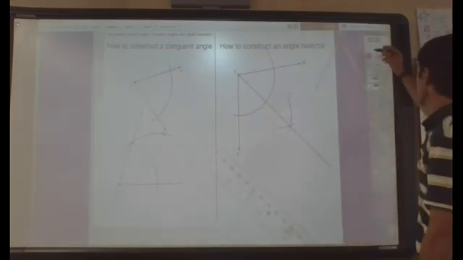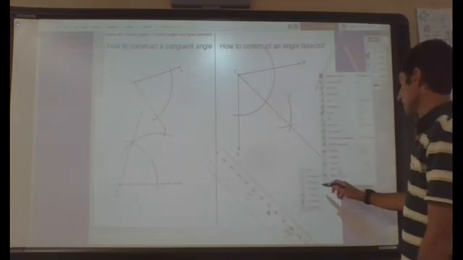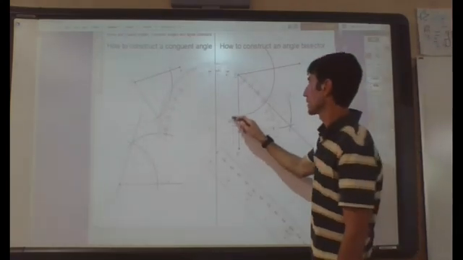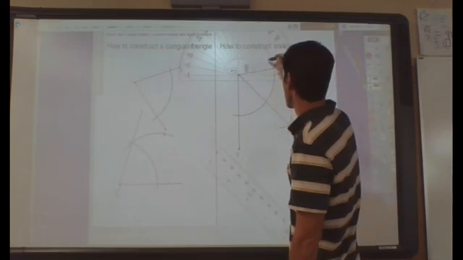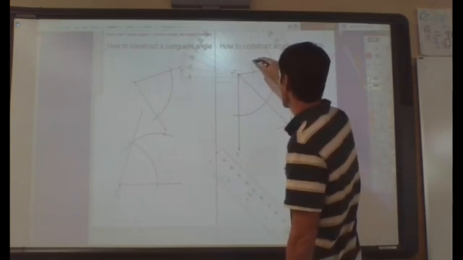Now, you don't need to take my word for it. We can actually measure to see that we have correctly bisected the angle. So I'm taking my compass. Oh, geez, it's not a compass. It's a protractor.